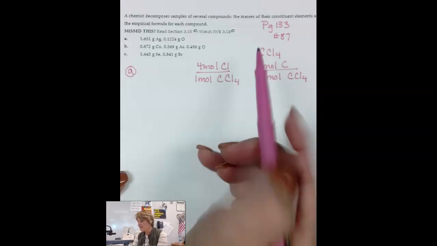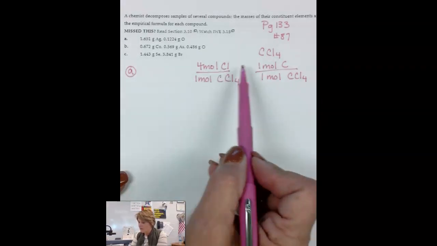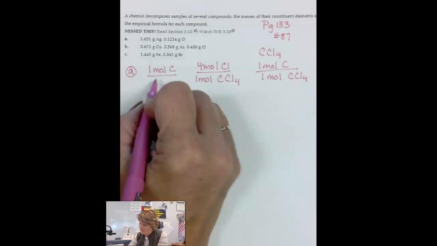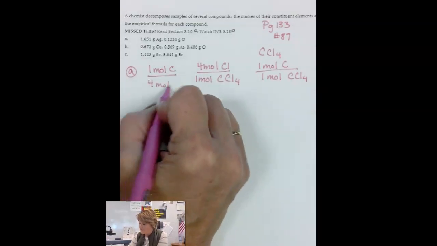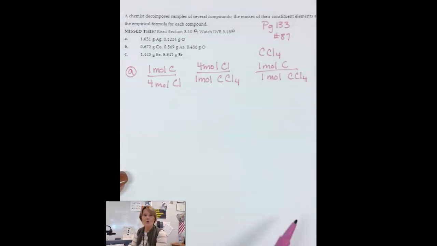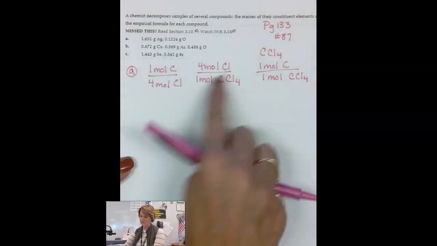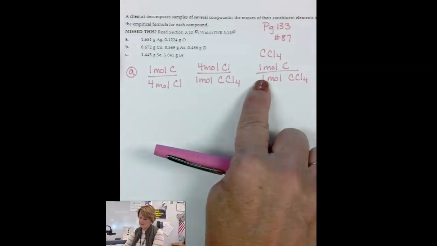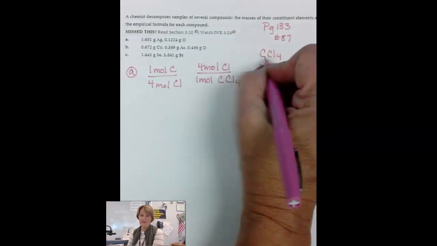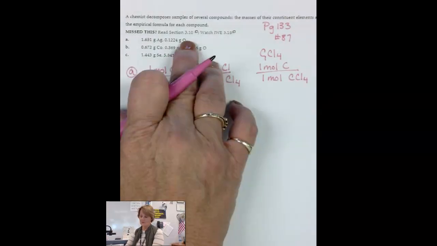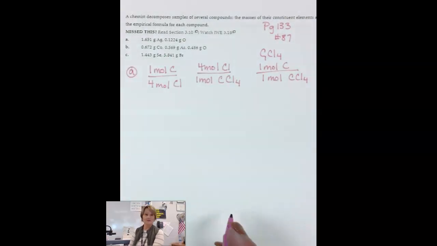And so that's kind of the part that we're looking for. Or we might say we have 1 mole of carbon for every 4 moles of chlorine. And so what we're going to be doing here is finding this ratio. That's what we're looking for, is that ratio. So in this case, for carbon tetrachloride, it's a 1:4. So what we need to do is figure out what it is for this silver and oxygen.